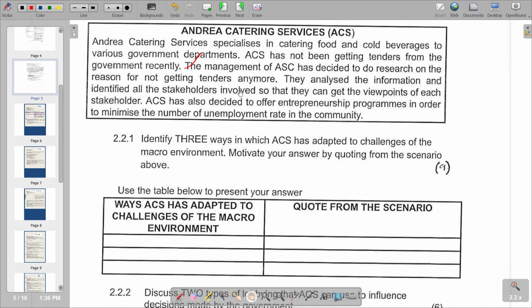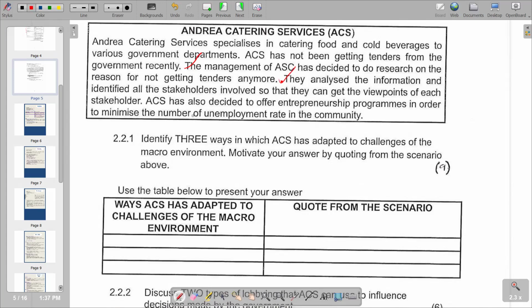Another way of adapting to challenges of the macro environment, if you go to the next sentence, it reads, and they analyze the information and identify all the stakeholders involved so that they can get the viewpoints of each stakeholder. So you'll see that this is strategic response, which is part of our information management. So strategic response, then you quote again this second sentence.